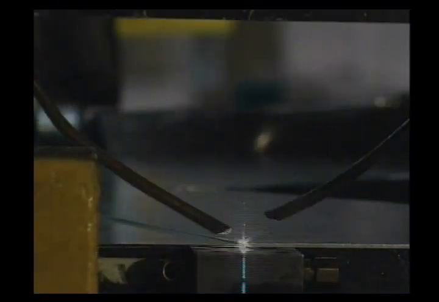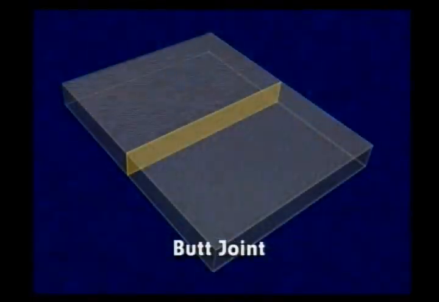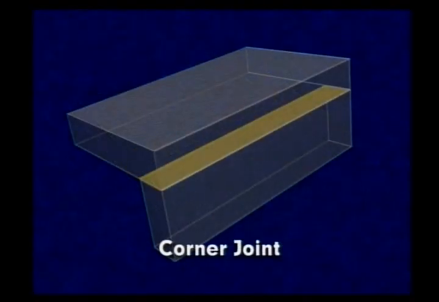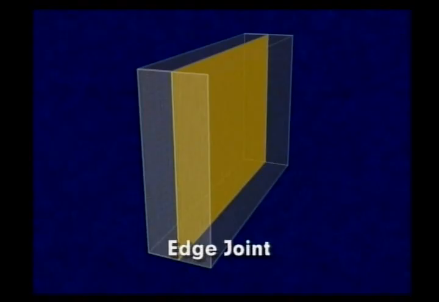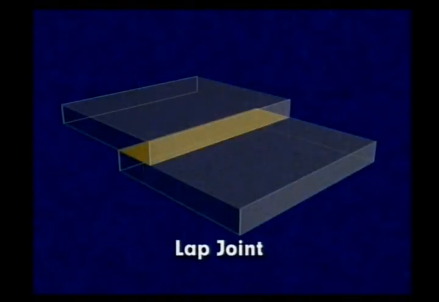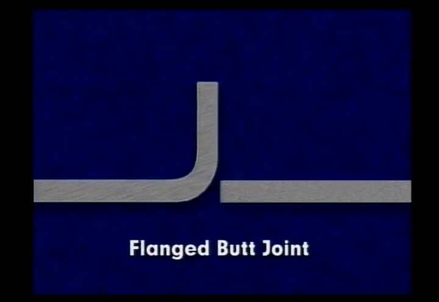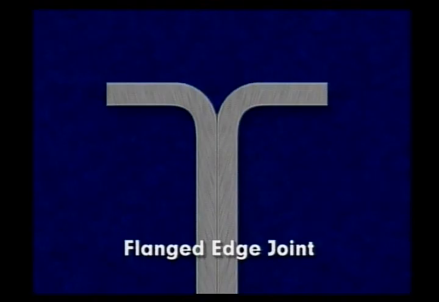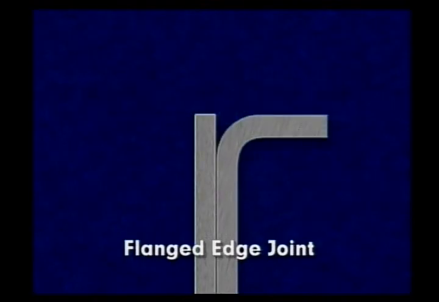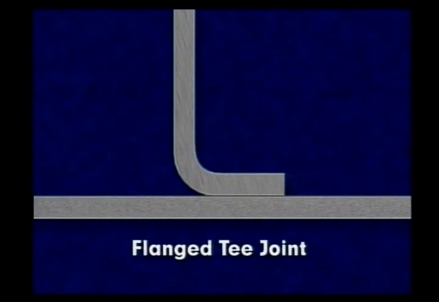An extremely important aspect of welding is joint design. The basic joint types used include the butt joint, the corner joint, the edge joint, the lap joint, the T-joint, the flanged butt joint, the flanged corner joint, the flanged edge joint, the flanged lap joint, and the flanged T-joint.